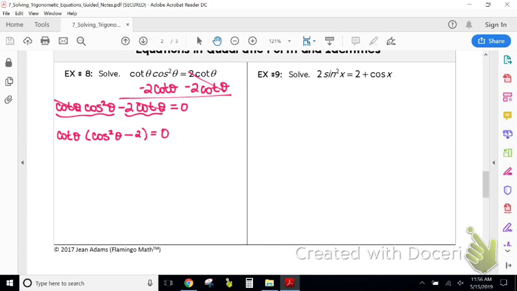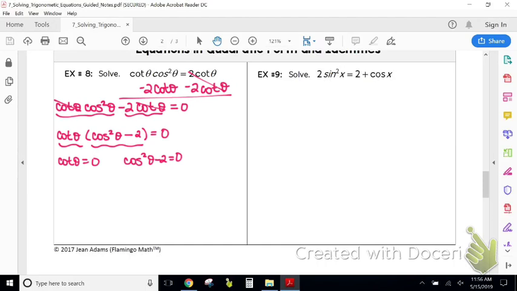Now what? Well, we've got 2 things being multiplied here, don't we? So what do we do when they're being multiplied? Set them both equal to 0 and solve. So we have cotangent of theta equals 0, and cosine squared of theta minus 2 equals 0. Don't you have 2 answers on the bottom? We'll have a couple answers, yeah.